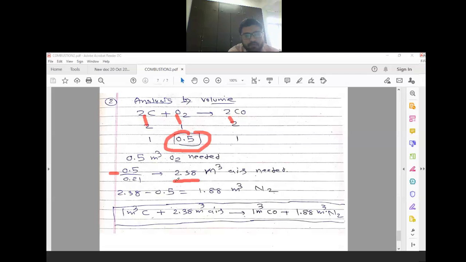Now for nitrogen, from the air you have to subtract the oxygen. So this is how you can find out the nitrogen. So the final formula you again have to write from this. For 1 meter cube C you require 2.38 meter cube air, output will be 1 meter cube CO and 1.88 meter cube nitrogen. So this was about the mass analysis and volumetric analysis.